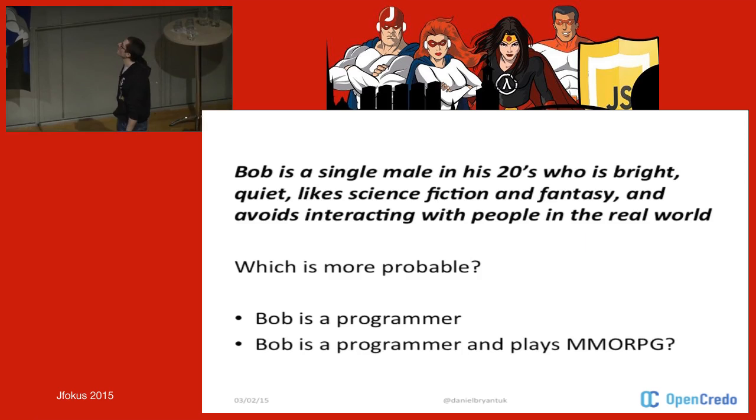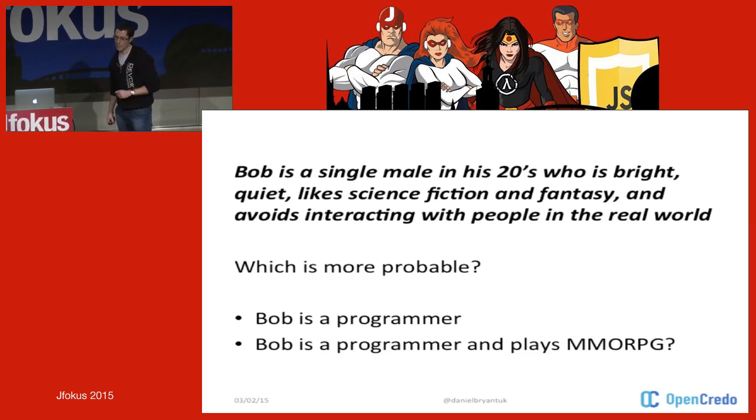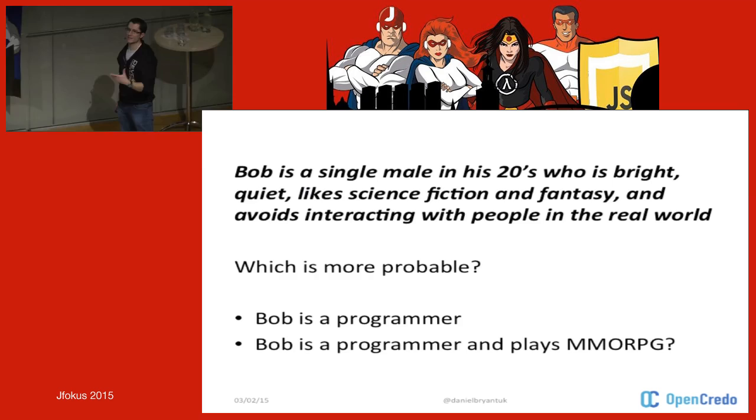Well, final experiment is, I'm just going to read this actually, so I'll read it over here. Bob is a single male in his 20s, bright, quiet, likes science fiction and fantasy, and avoids interacting with people in the real world. What do you think is more probable? Is Bob a programmer or a programmer who plays massive online games?